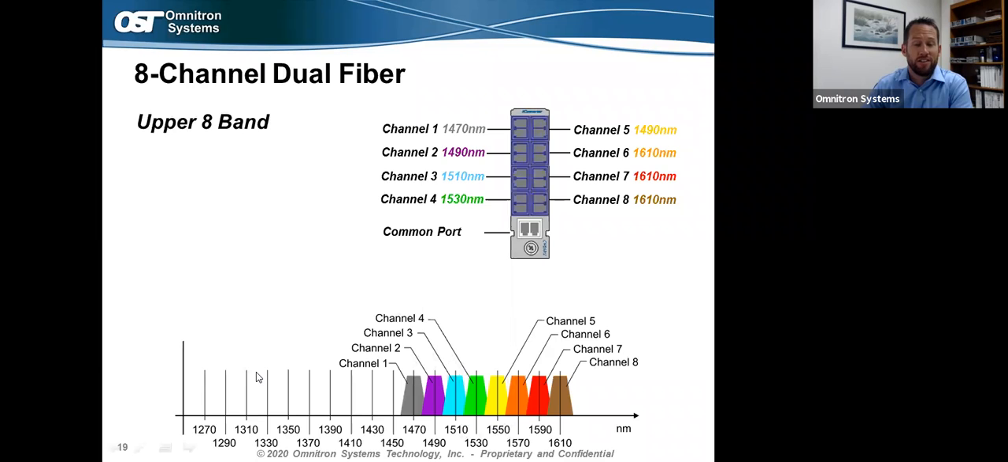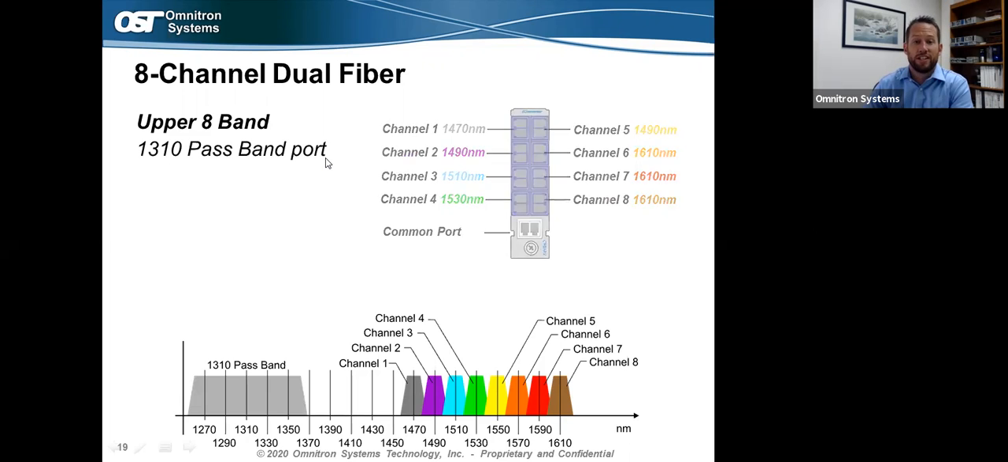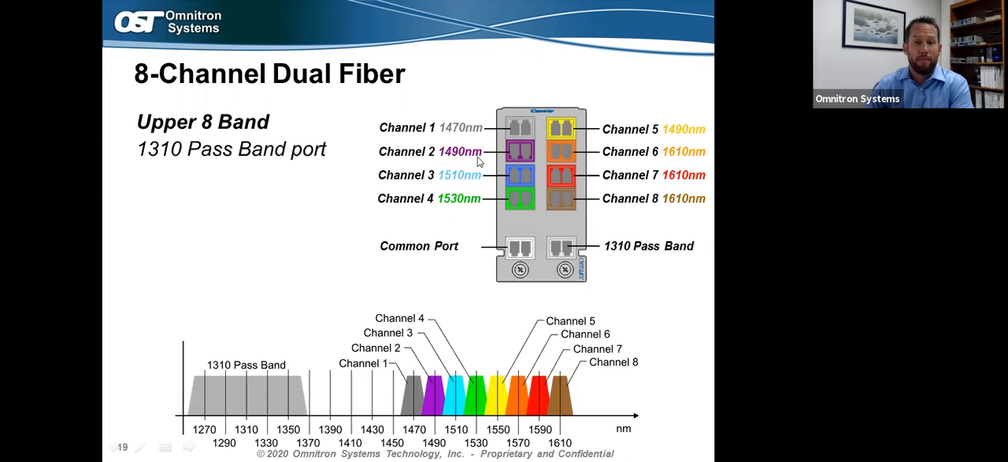Another type of multiplexer that Omnitron sells is the 8-channel dual fiber mux. As you can see here, we're packing in a ton of different fiber connections into this compact device. We have 8 separate wavelengths coming into this one multiplexer module and your common port. You can also get the 8-channel muxes with a 1310 passband port, but it's going to be a double wide. Again, each one will have its own channel ports, the common port, and then a 1310 passband port for 8-channel muxes.